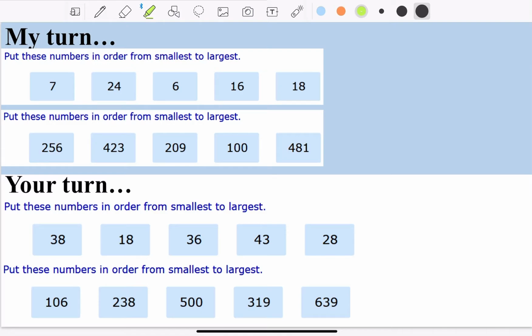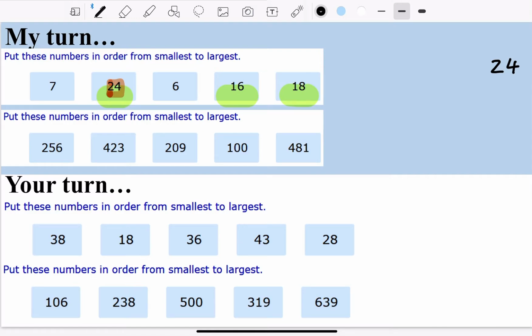I'm looking at my 2-digit numbers and I'm going to see which of those has the highest first number, the highest number in the tens column. So I go through, I'm going to be comparing these three. And when I have a look, this has got a 2 here. So that means that this number is our largest number. So smallest to largest, our largest will go last, so 24.